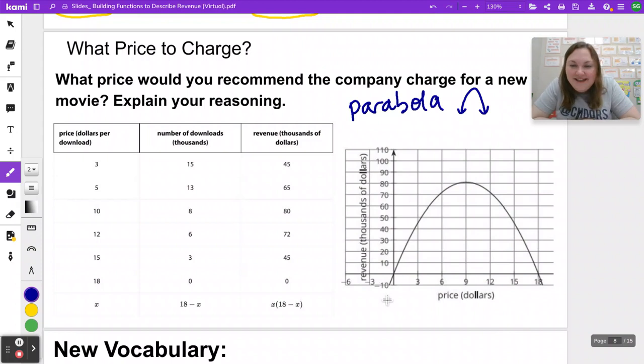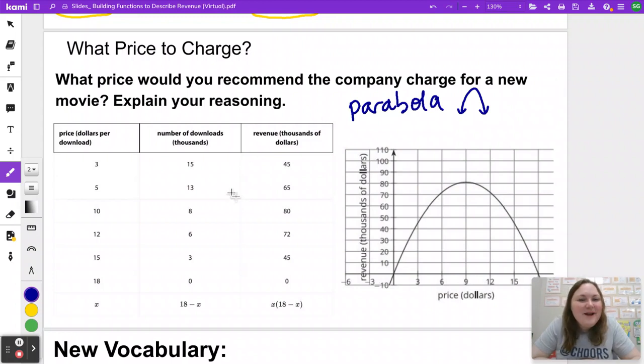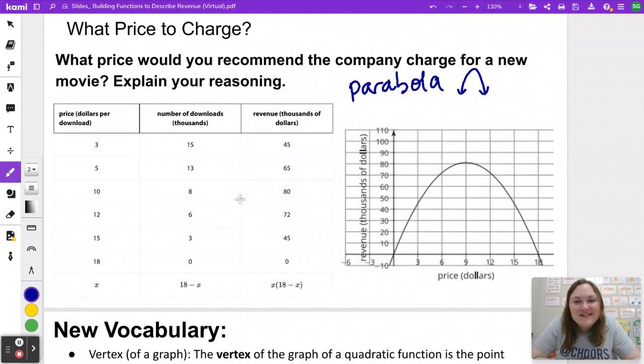And so looking at this entire graph, the question is, when my face moves, what price would you recommend the company charge for a new movie? Using this graph now, and not just the table, what would you recommend they sell the movie for?